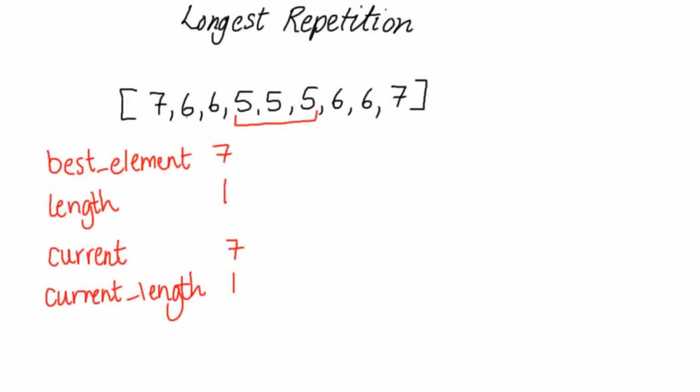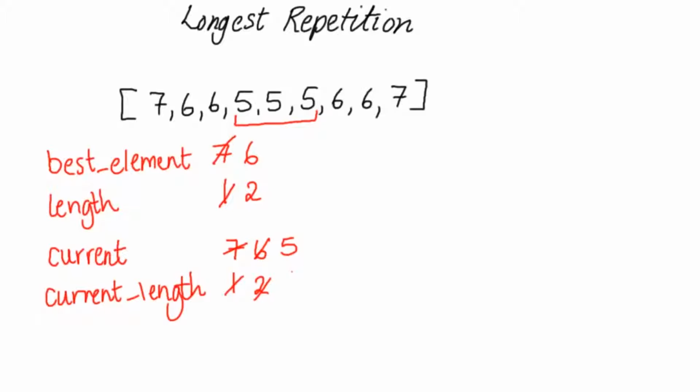Now we move on from 7 and we get to 6. Well, there's 1 6. We move on again, and that's not better than we had before, so we're not going to replace best element with 6. Now we come on to the second 6. Oh, well, now we've got 2 6s. That's actually better than we had before. So I'm going to replace the 7 with a 6 and the length with 2. We haven't got 6s anymore, so we're not going to increase the count for 6.